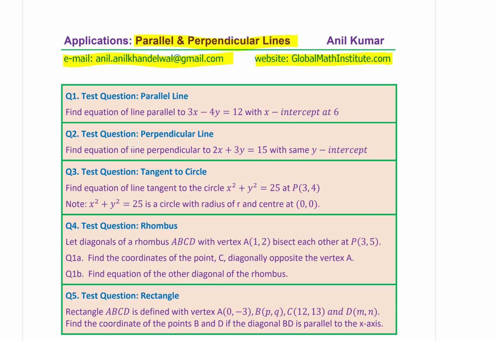Question number 2 is based on perpendicular lines. It is find equation of perpendicular line to 2x plus 3y equals to 15 with same y-intercept.